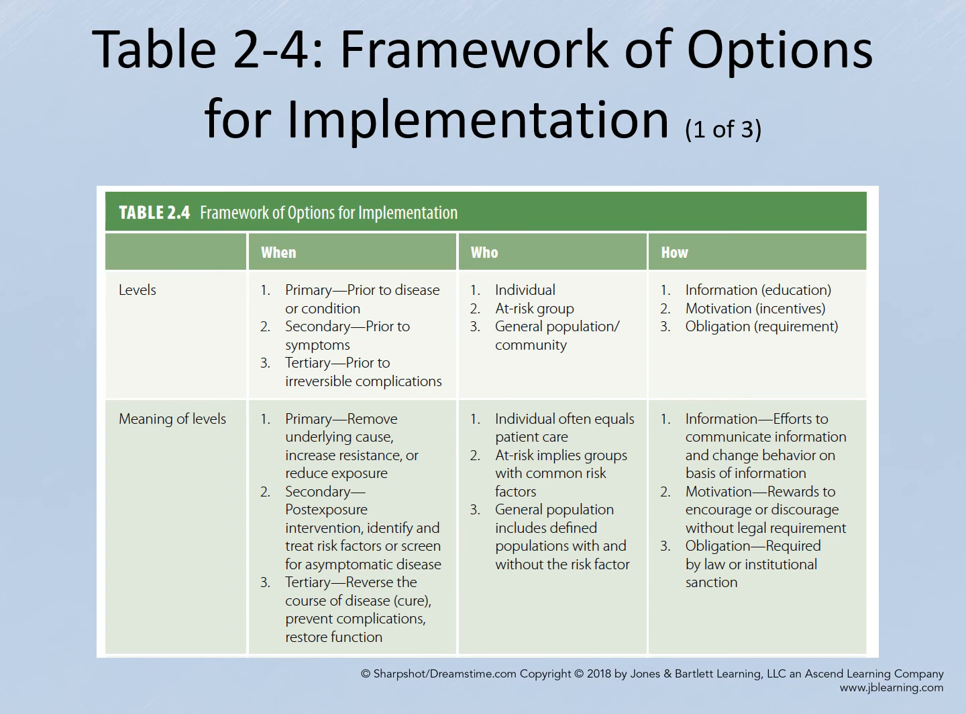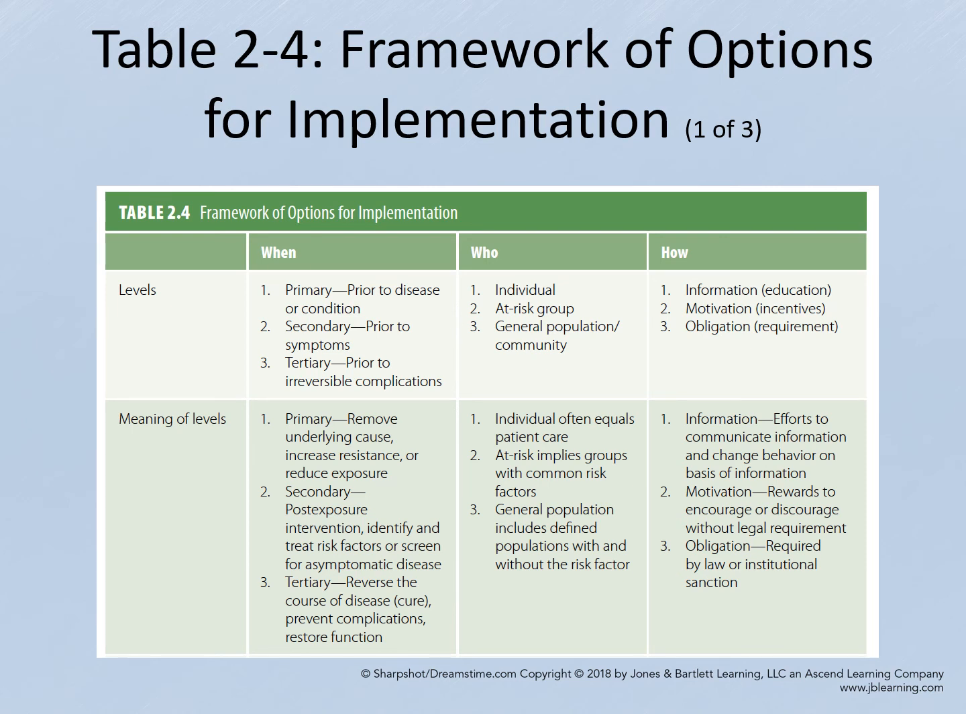Tertiary is rehabilitation. That is prior to irreversible complications. You had the disease and you prevent disability or death from occurring. That is using your tertiary intervention. That is, you rehabilitate the patient. That is the tertiary interventions. So who should it be directed at? At the individual level, at-risk group, or general population or community. And how? Through information, motivation, or obligation.